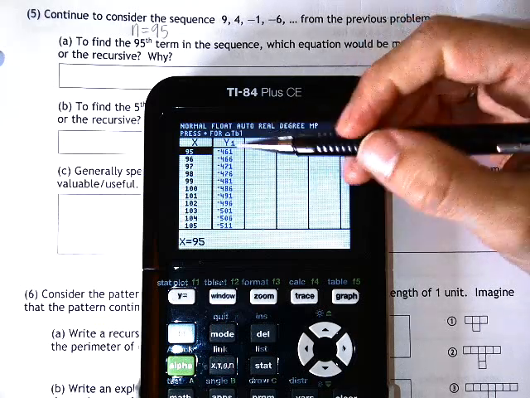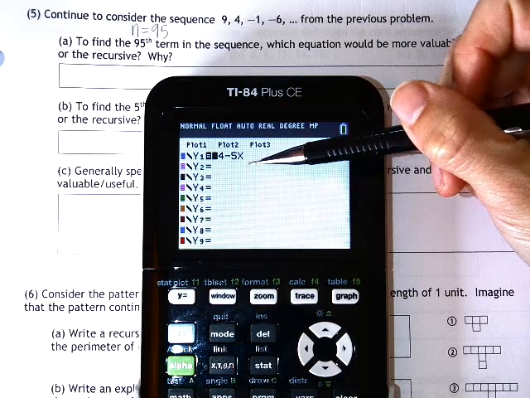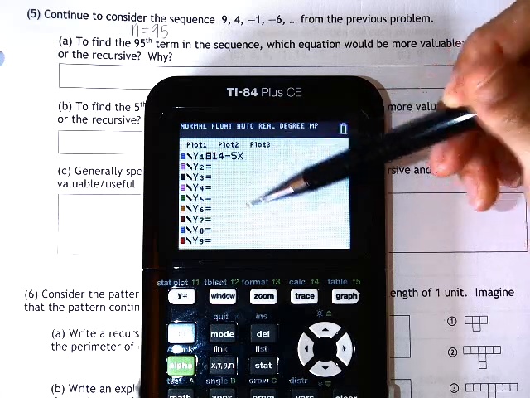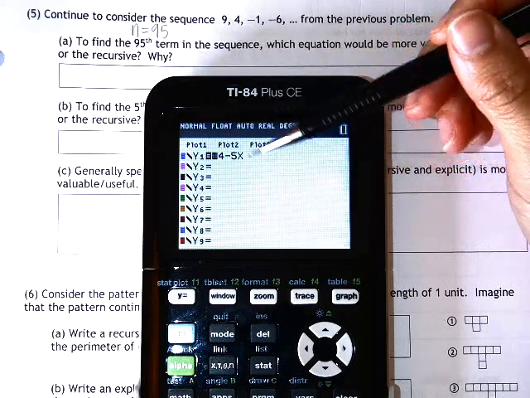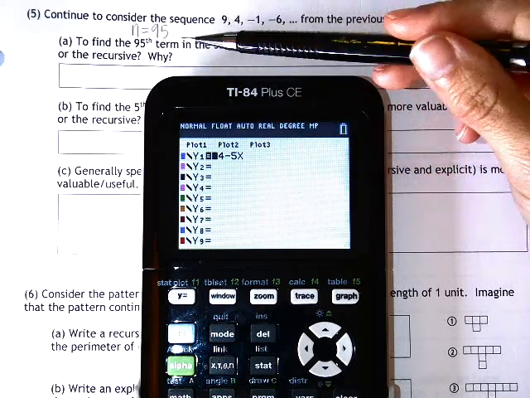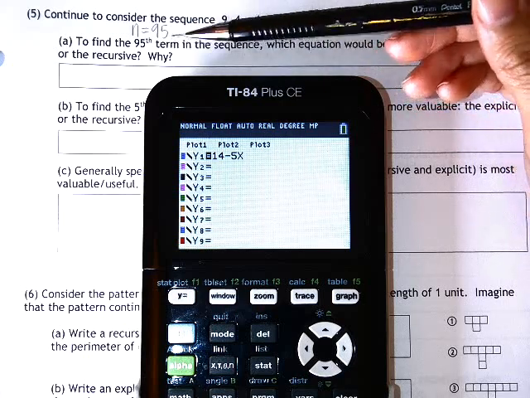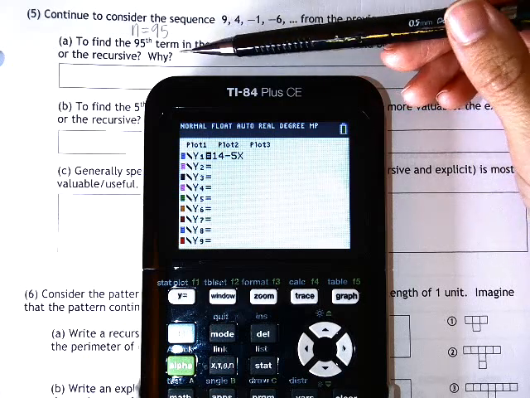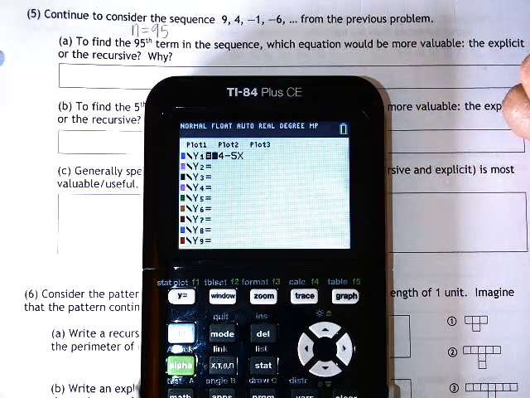But either way, I needed the explicit equation to type into my calculator in the first place. So whether you use it for actual algebra by hand or whether you use it for calculator work, the explicit equation is the one that very, very quickly can give us the 95th term. And that efficiency is why the explicit equation is still so valuable.